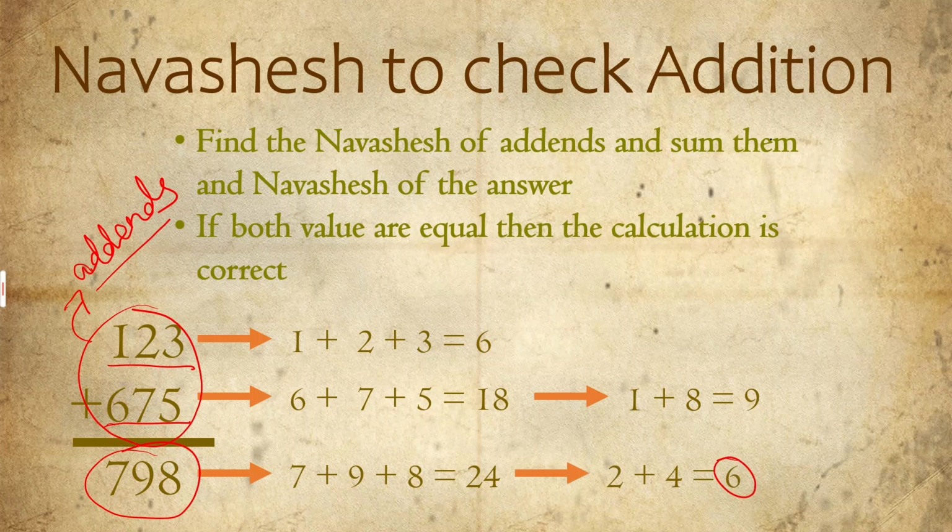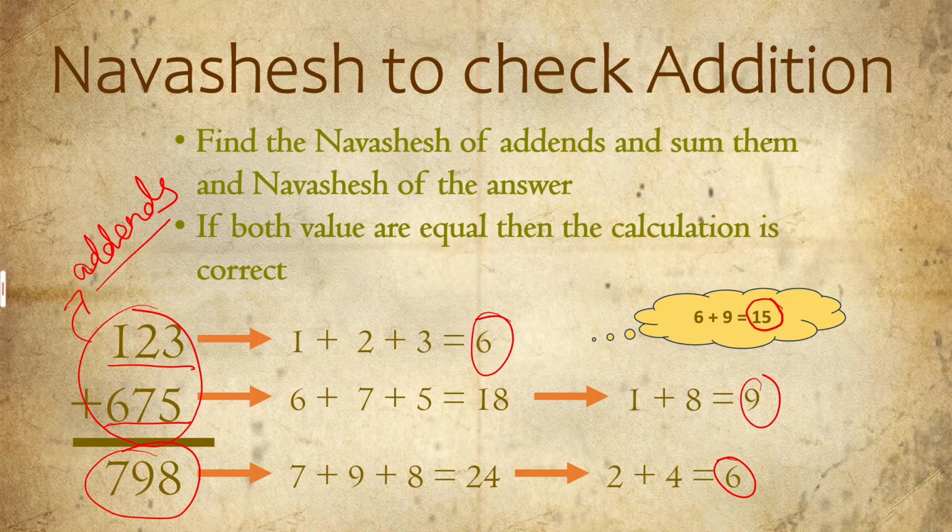Once you've found out the Navashesh of all the values that you have, you move on to add the Navasheshas of the addends. The addends, that is 123 and 675. Their Navashesh is 6 and 9. Adding 6 and 9, what do you get? 15, right? You get 15. Now, are we going to be comparing 15 now? No, because we need to find the Navashesh of 15 as well.